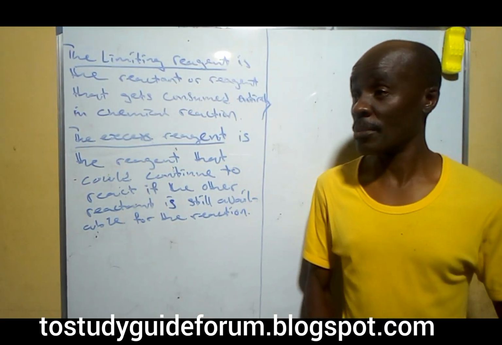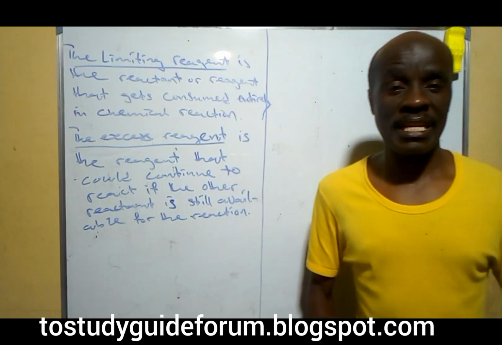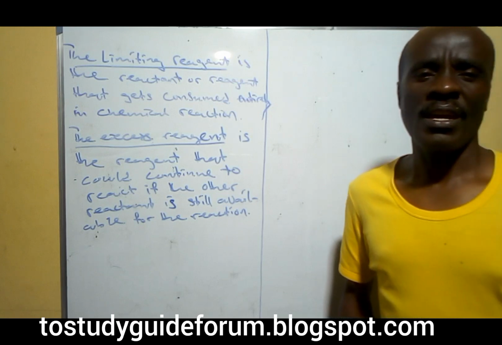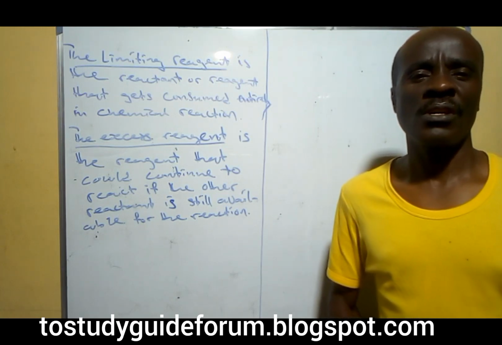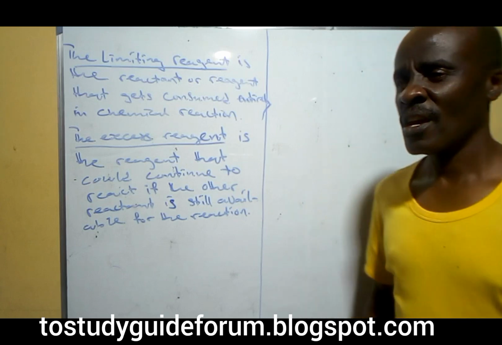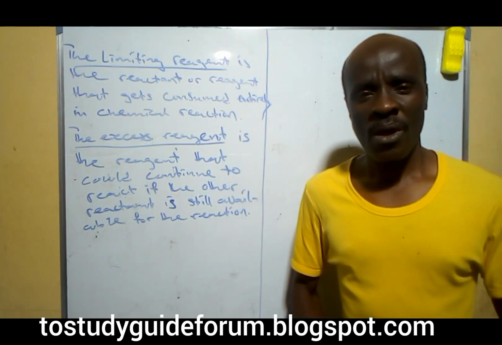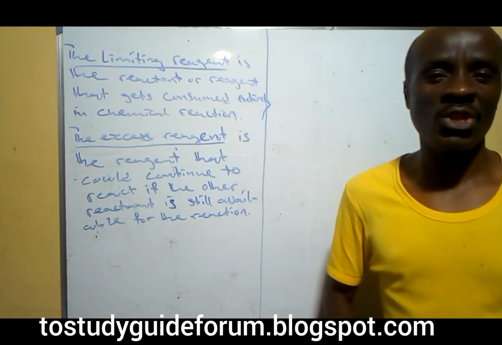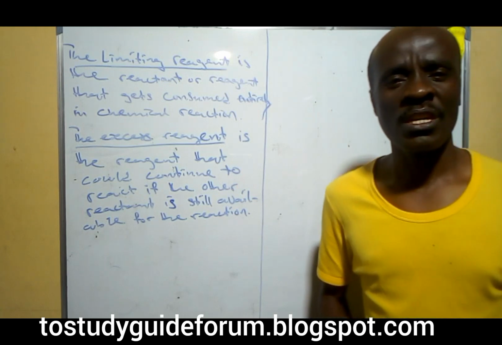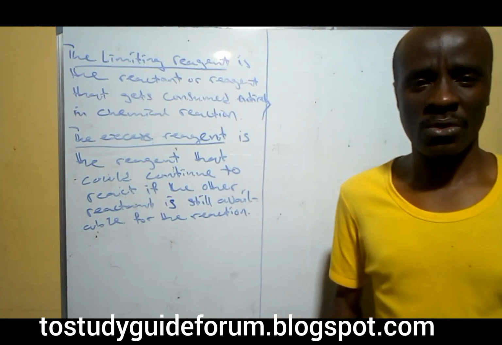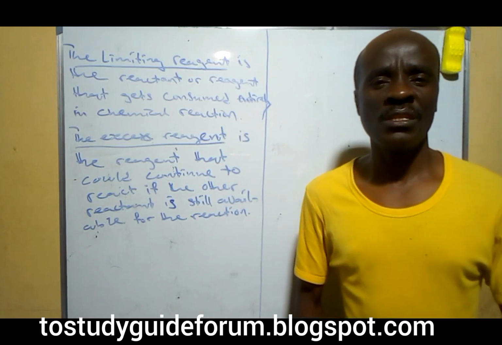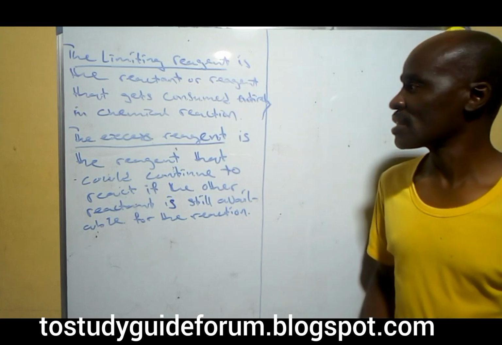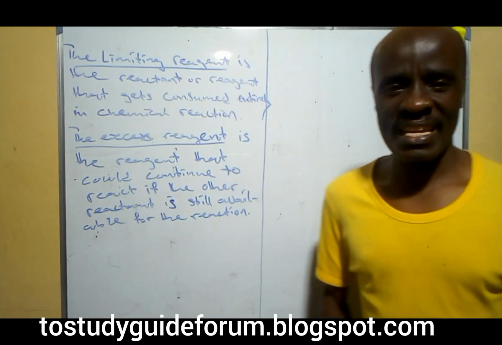Today we'll be looking at how to calculate the limiting reagent, or limiting reactants, and excess reactants in a chemical reaction. Actually, this has to do with stoichiometry, and more of it is a practical application of the stoichiometric relationship between reactants and products. Now, what is the limiting reagent or reactant? This is the reactant or reagent that gets consumed entirely in a chemical reaction.